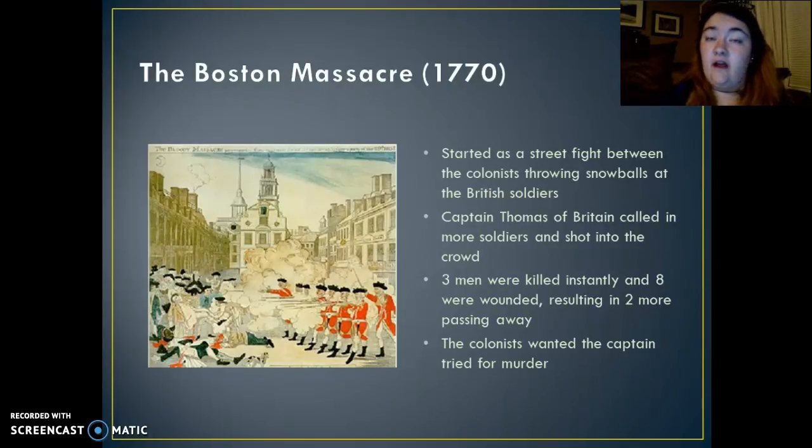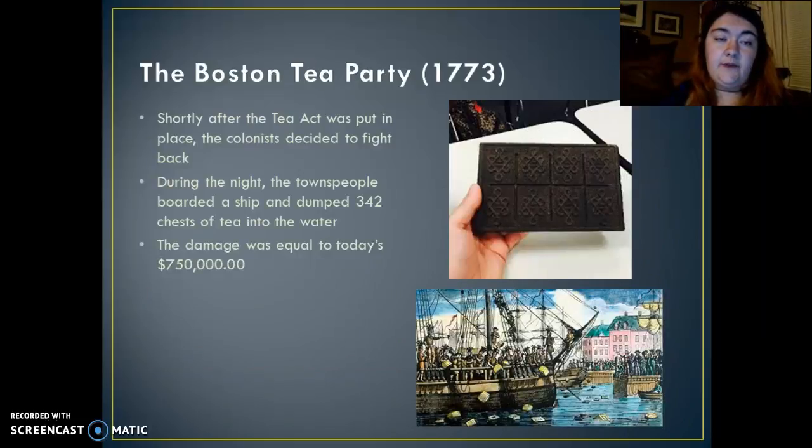And so the colonists wanted the captain and his troops to be tried for murder, but as the British army was in charge, they felt that they were justified and there was no need for a murder trial, so it did not have one. So shortly after, the Tea Act, where the tea itself was just taxed as much as it possibly could, the colonists decided to start fighting back.